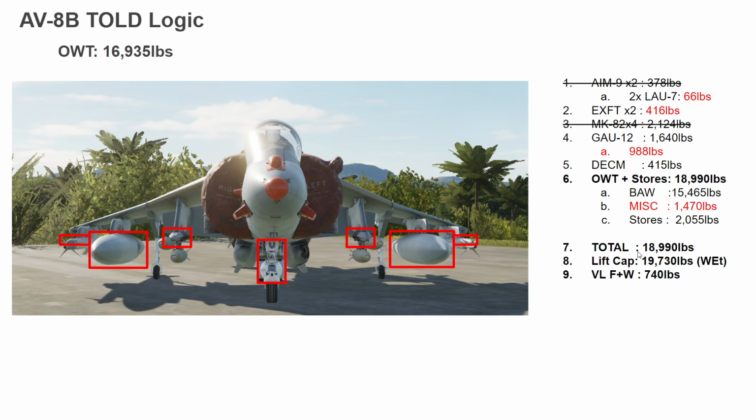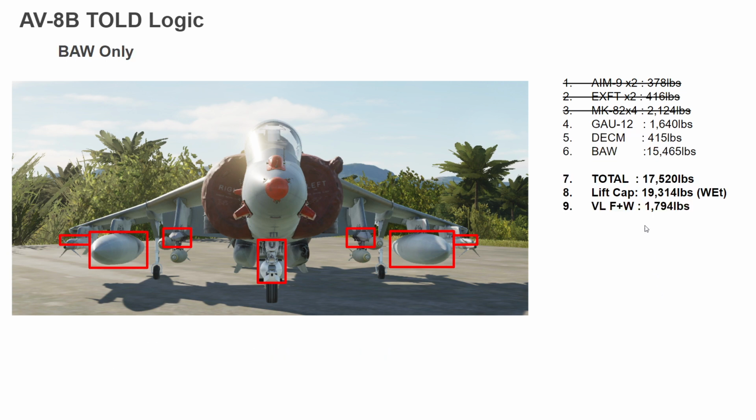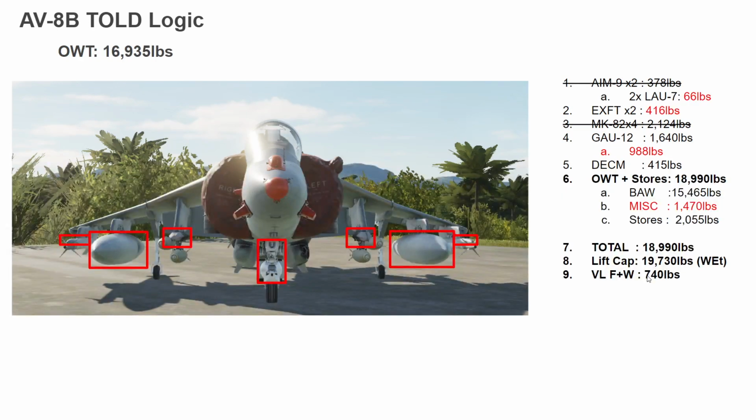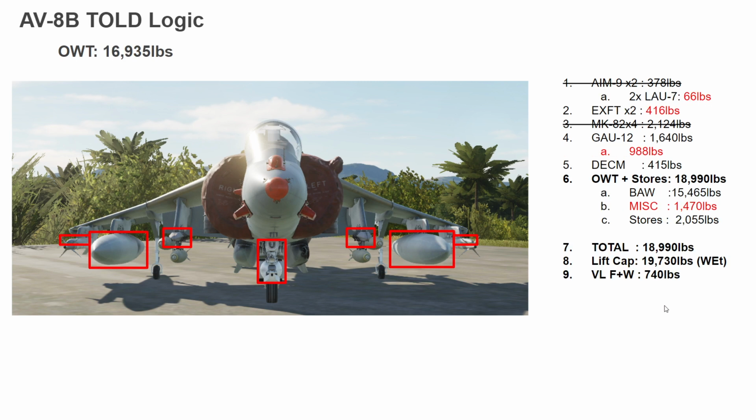It subtracts this value from the lifting capacity when wet, and it gives you a vertical landing fuel plus water weight of 740 pounds. So if we just go back one, we can see that that is a considerable difference. So 740 pounds with the OWT, 1,794 pounds without the OWT, and that can be the difference between landing or crashing.